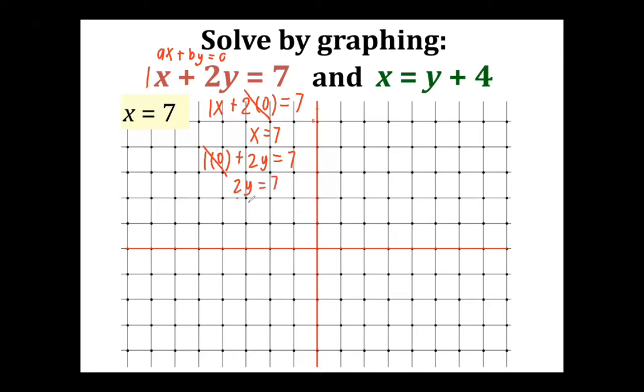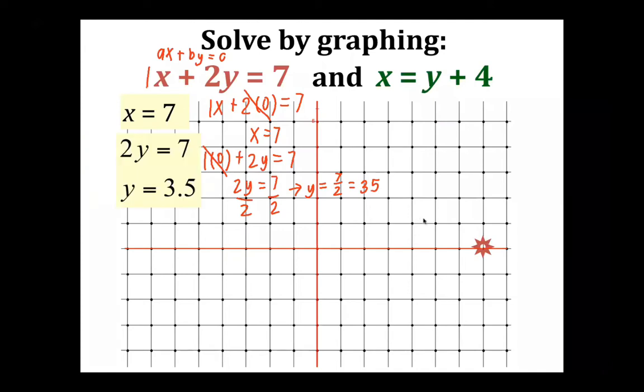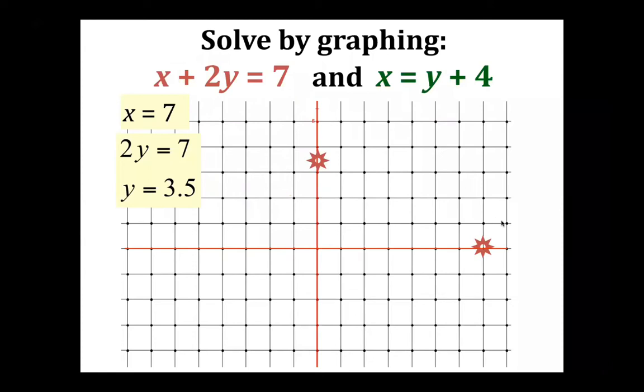Divide both sides by 2 to isolate y, and you get that y equals 7/2, which also equals 3.5. So now that you have both of your intercepts, you can actually graph this on your plane. So your x-intercept would be 7 right here, and then your y-intercept would be positive 3.5, which is right there. And now you can go ahead and draw a line through your points. And there is your first line.